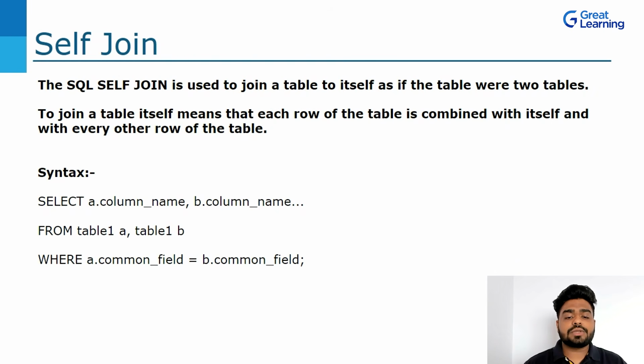If you look here, we are using only one table, table 1, in the syntax, but we have clearly said that it should be divided into two tables, table 1 A and table 1 B. From A table 1 we want the column name, and from B table 1 we want the same column name. And the condition is that the common field should be matching.